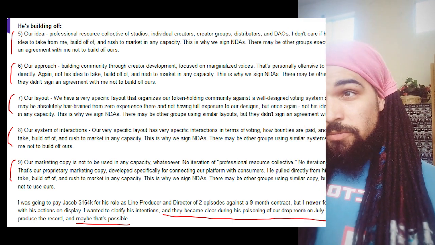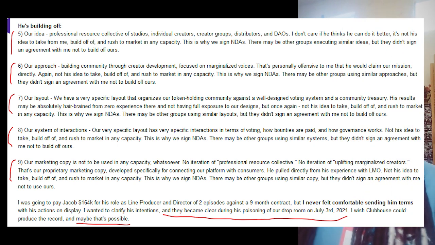He stole our layout. We have a very specific layout that organizes our token-holding community against a well-designed voting system and a community treasury. His results may be absolutely harebrained from zero experience there, not having full exposure to our designs, as proven, but once again, not his idea to take, build off, and rush to market at any capacity. This is why we signed NDAs!